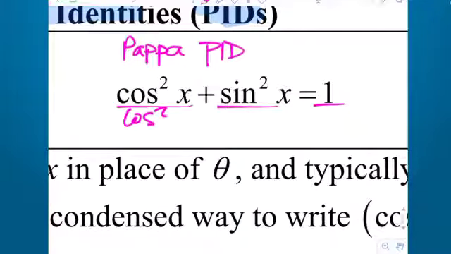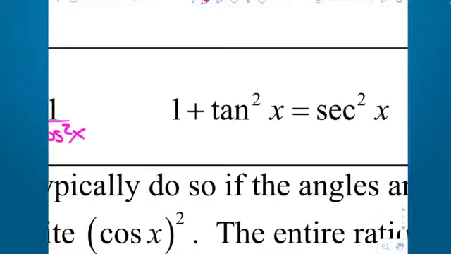divide every term by cosine squared and simplify using the reciprocal and the ratio identities, what do you get? What's cosine squared over cosine squared? 1 plus what's sine squared over cosine squared? Tangent squared from the ratio identity. And what's 1 over cosine squared? Secant squared from the reciprocal identity. Okay, you get baby Pid number 1. 1 plus tangent squared is secant squared.